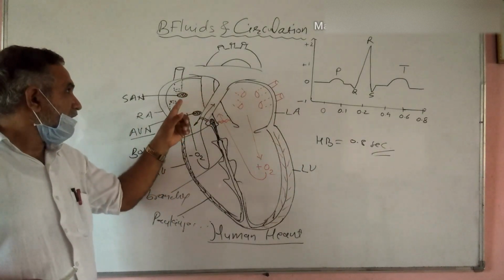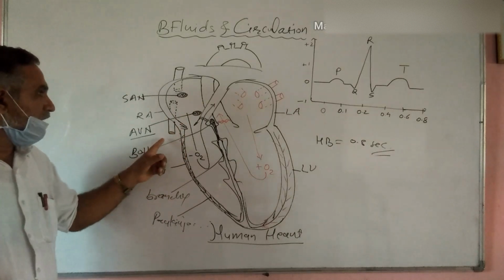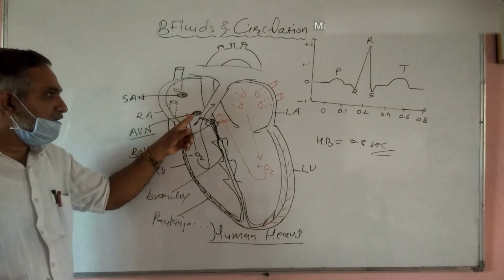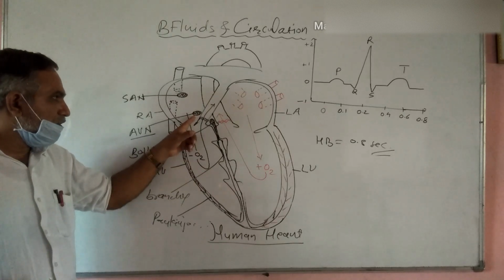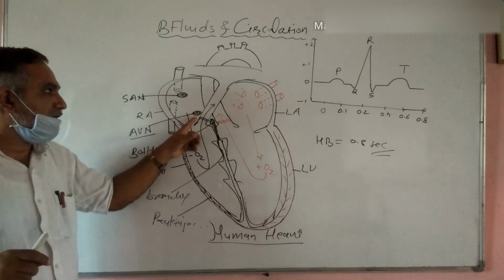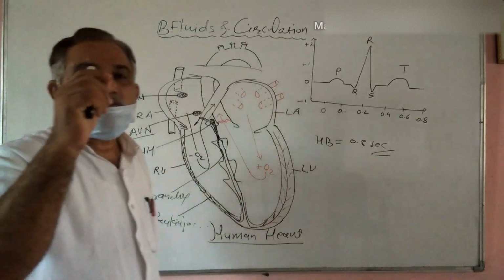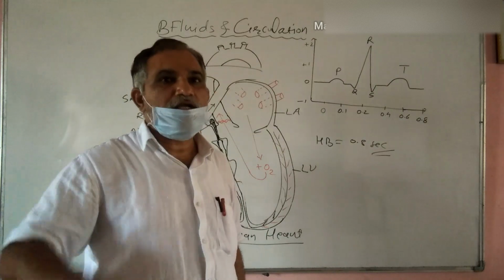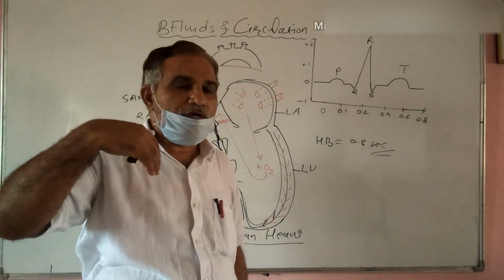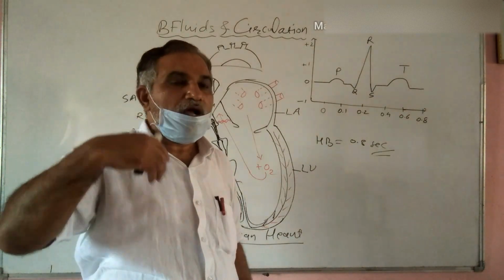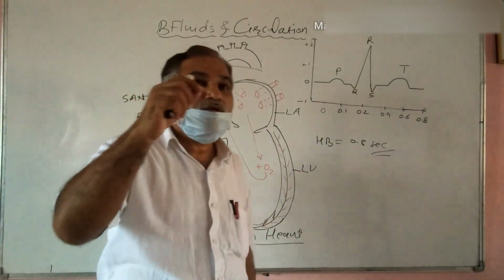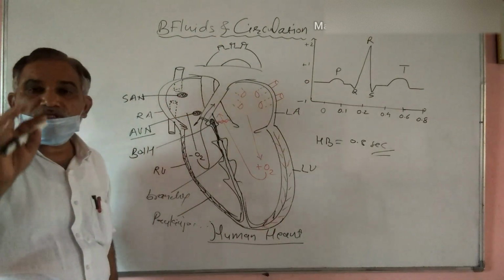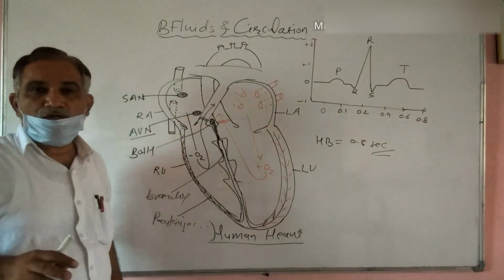So here this right atrium receives the blood from the inferior vena cava. This is the inferior vena cava and this is the superior vena cava. Again here, near this AV node, the coronary sinus is there. So the right atrium receives the blood from where? From the lower part of the body via the inferior vena cava, from the upper part of the body via the superior vena cava, and from the heart itself via the coronary sinus. So this right atrium has three sources to receive the deoxygenated blood.